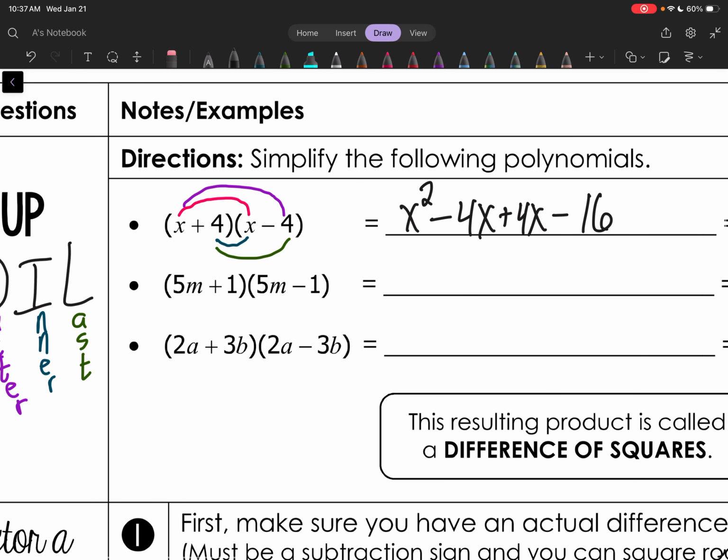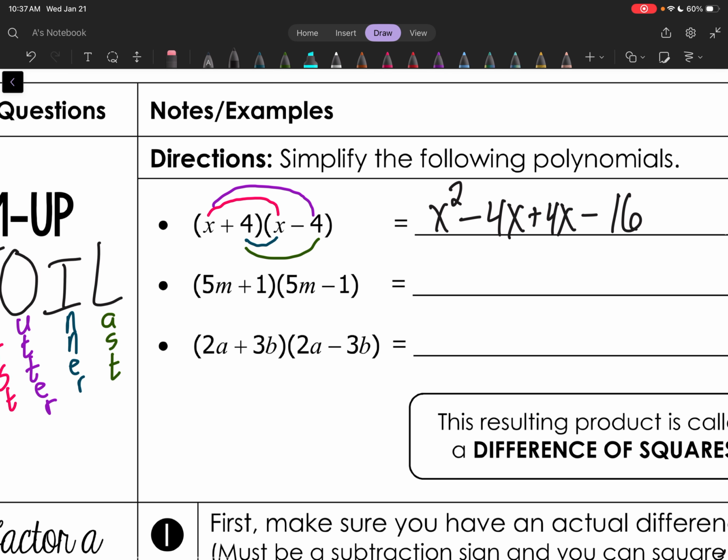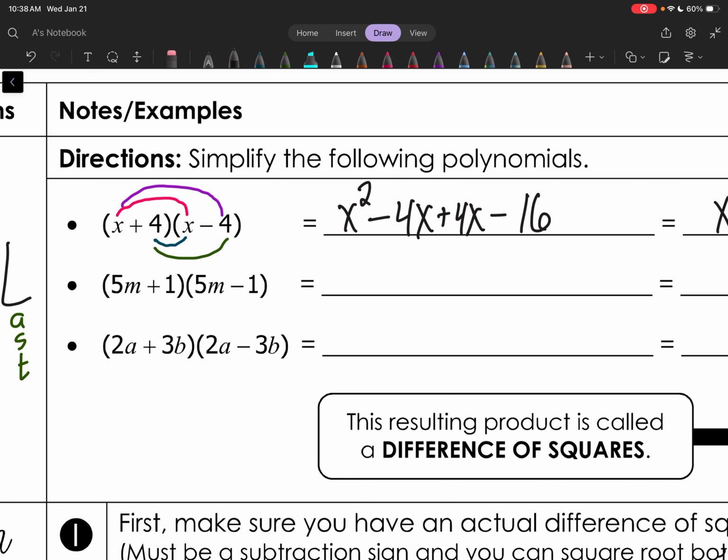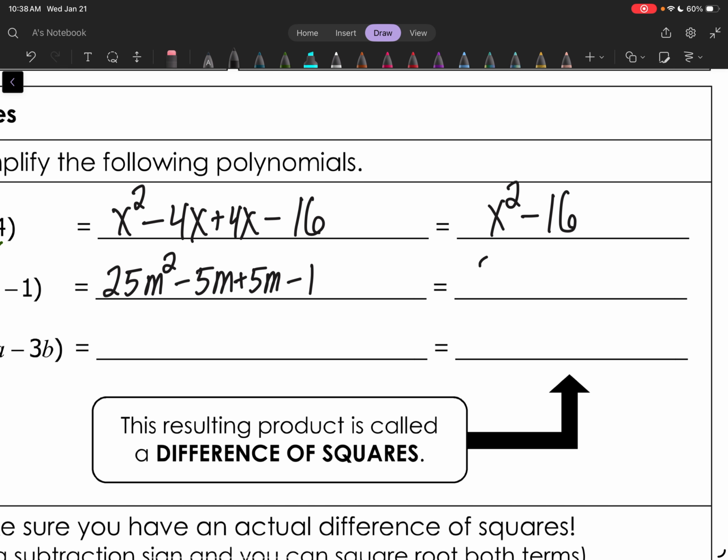Okay, for the next one, I'm not going to draw this every time. You can see it. I hope you draw it, if it helps you. 5 times 5 is 25. M times m is m squared. 5 times negative 1 is negative 5m. 1 times positive 5 is positive 5m. 1 times negative 1 is negative 1. I'm left with 25m squared minus 1.